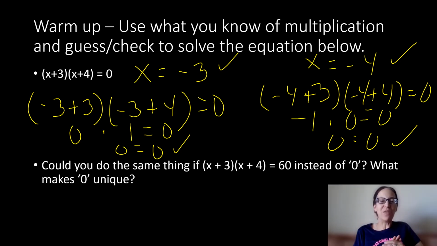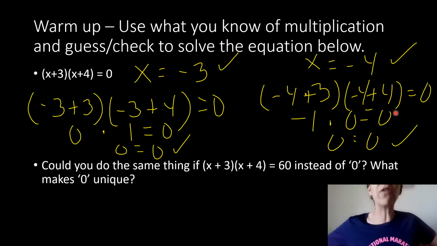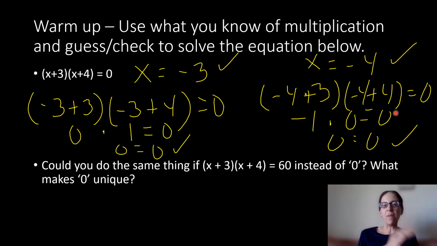And it does. So the next question is, could you do the same thing if x plus 3 times x plus 4 equaled 60 instead of 0? And the follow-up there is, what makes the 0 unique? So if you had a 60 right here, would you be able to work the same thing? Would you be able to figure out what values you would have for x? There's not a super straightforward answer to that. It's just something I want you to consider about what makes the 0 unique there.